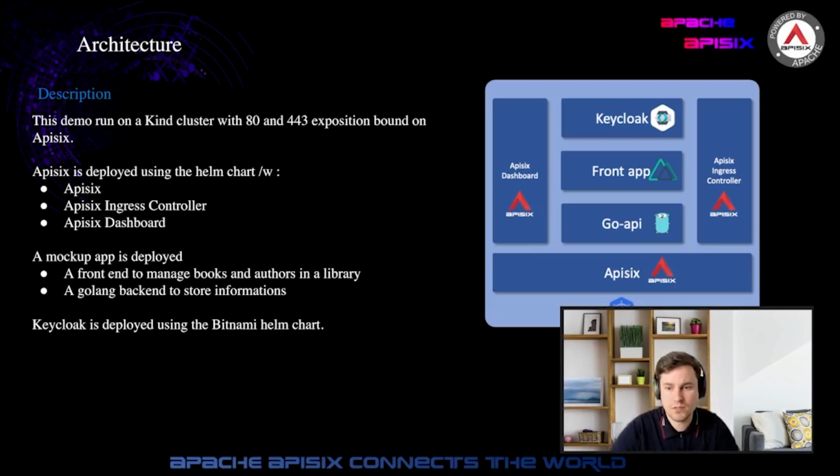We also have Keycloak, which is deployed using the Bitnami Helm charts, and of course our mockup application, which is composed of one front end, which will mock up a library, with different kinds of people interacting differently with our application, and we have a Go API that will handle and store information.